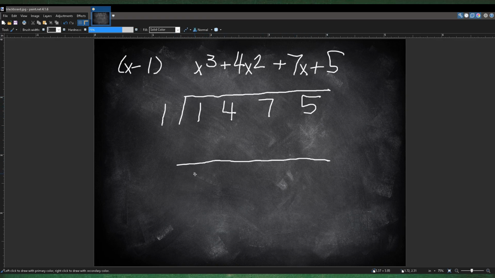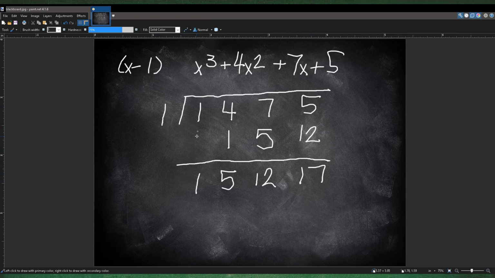Whatever this term is, you drop it down to the bottom, and you multiply these two terms together, so that gets 1. Just trust me, you just need to memorize how the process goes. You're going to get it as I show you. So you multiply these together to get 1, and then you add these together. That makes 5. And then this multiplies by 1, so that gets 5. And you add these together, that's 12. And you multiply 12 by 1, to get 12. And 5 plus 12 is 17.